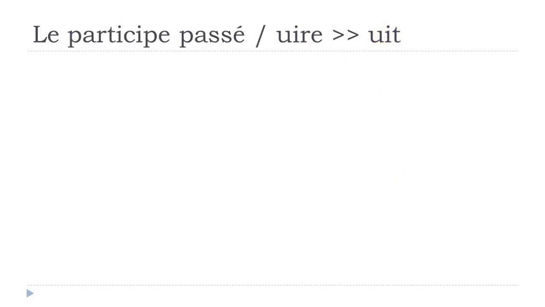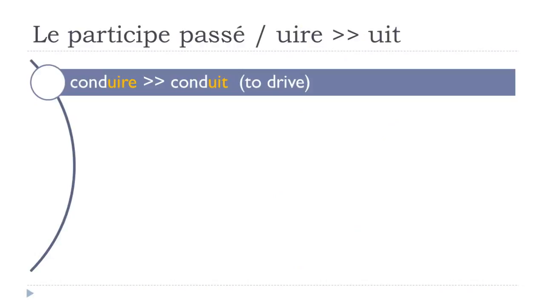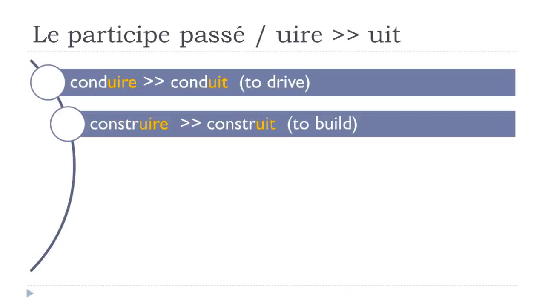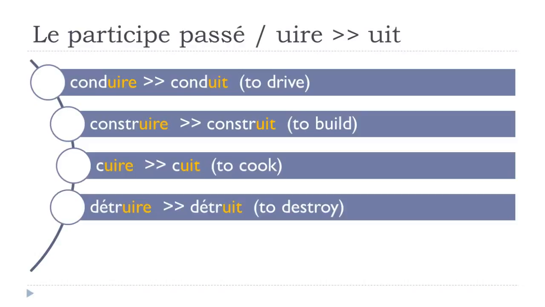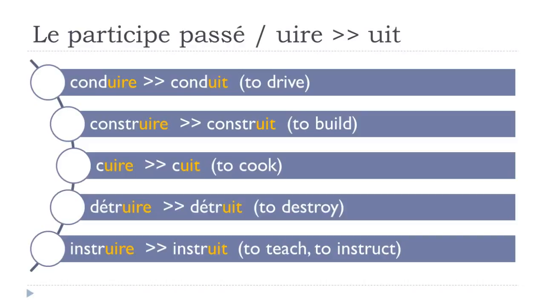Okay? So now another group, verbs ending with UIRE, and they will become UIT for the participe passé. Let's see. Conduire, conduit. Construire, construit. Cuire, cuit. Détruire, détruit. Instruire, instruit. You can notice that even if I put this final T, as usual, I don't pronounce it. Conduit, construit, cuit, détruit, instruit.